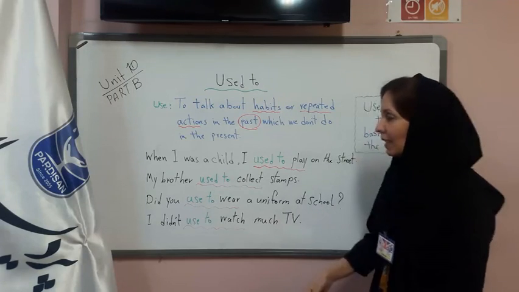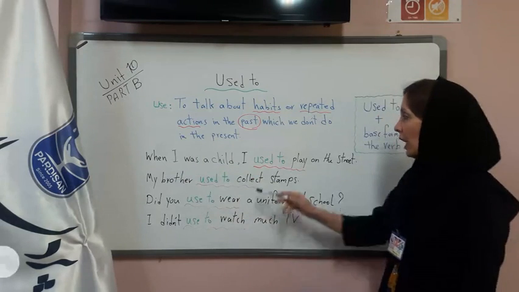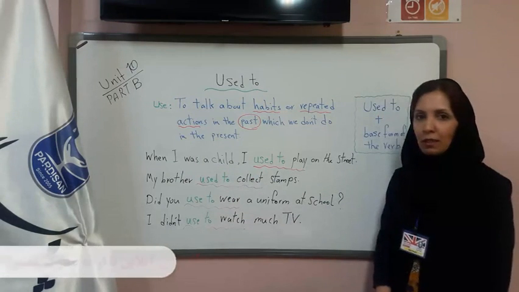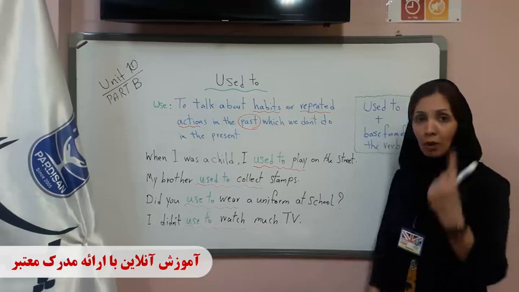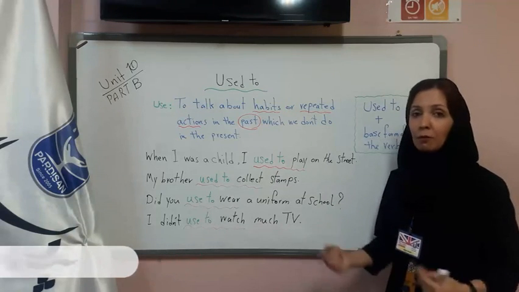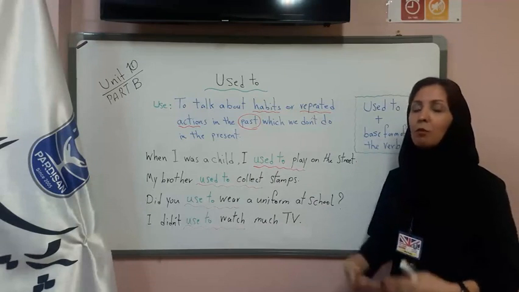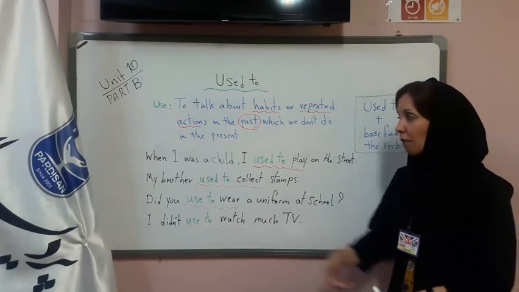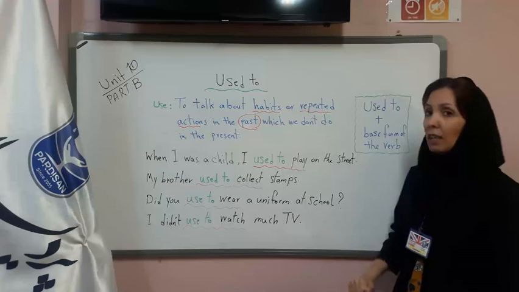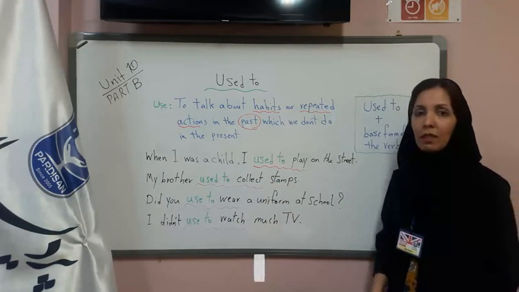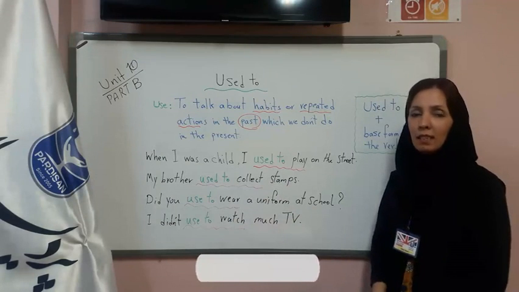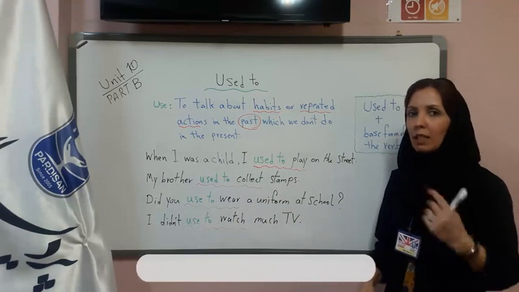For example, look at the example. When I was a child, I used to play on the street. Once? No. For a period of time. Repeatedly. For example, for 2 years, for 3 years. My brother used to collect stamps. Means in the past, he did this repeatedly, but now he doesn't.